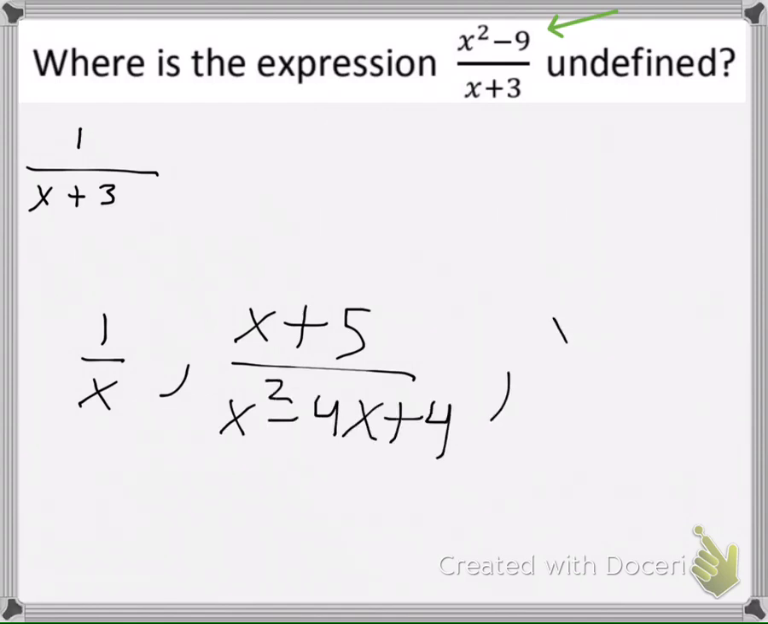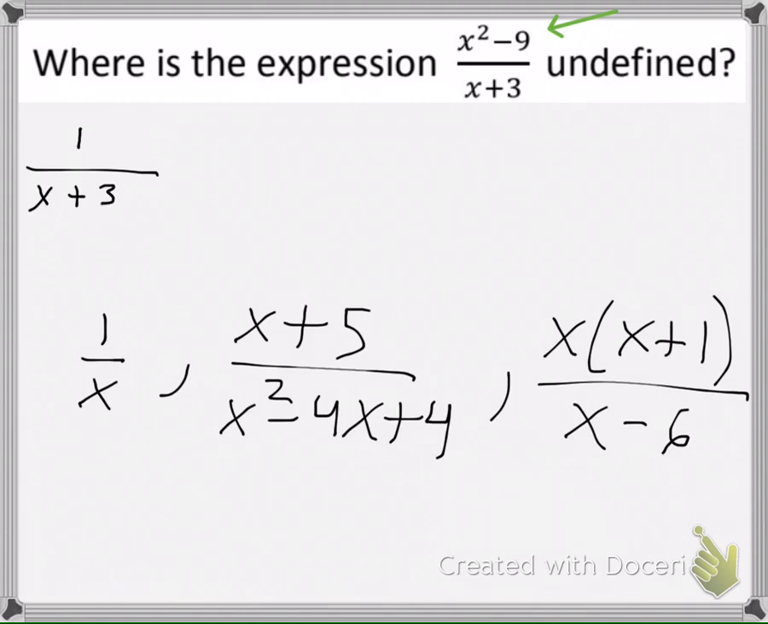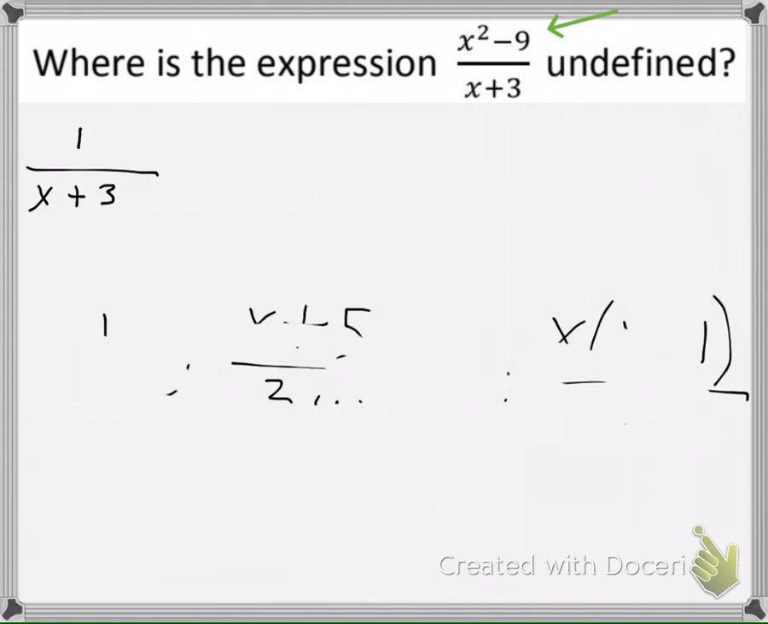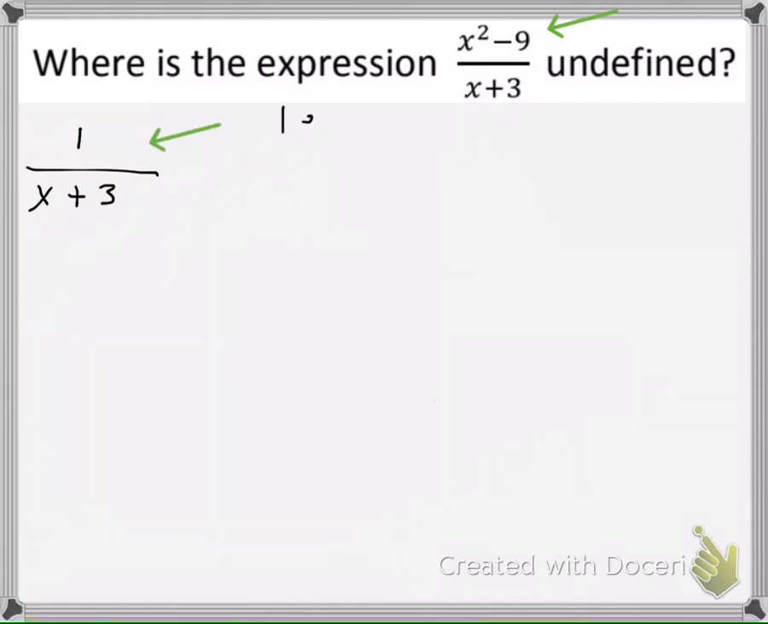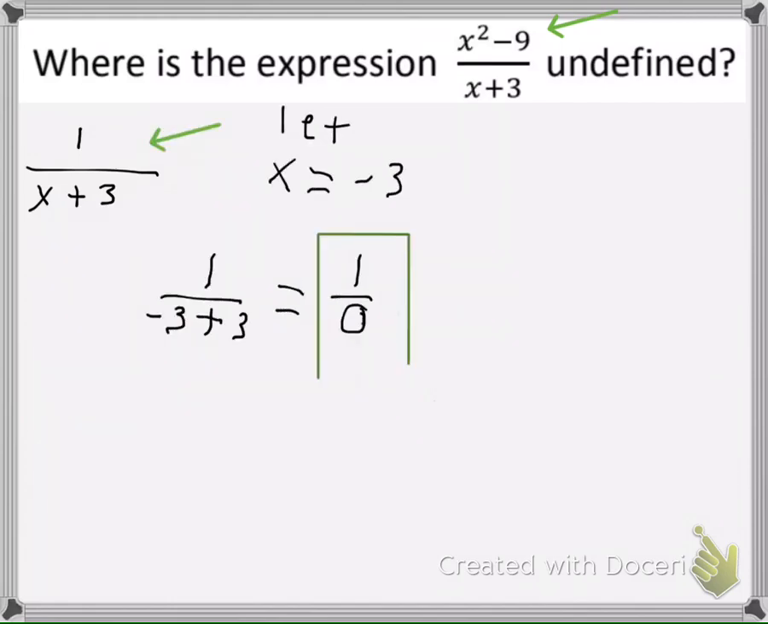They all have something in common. They're all undefined at the x value that makes the bottom of the expression equal to 0. I want to go ahead and show you that. If I was to let x equal negative 3 in 1 over x plus 3, then plugging that negative 3 in, I get 1 over negative 3 plus 3, which equals 1 over 0. So as you can see, if I plug in a specific x value into 1 over x plus 3, I get 0 in the bottom, which is not okay.